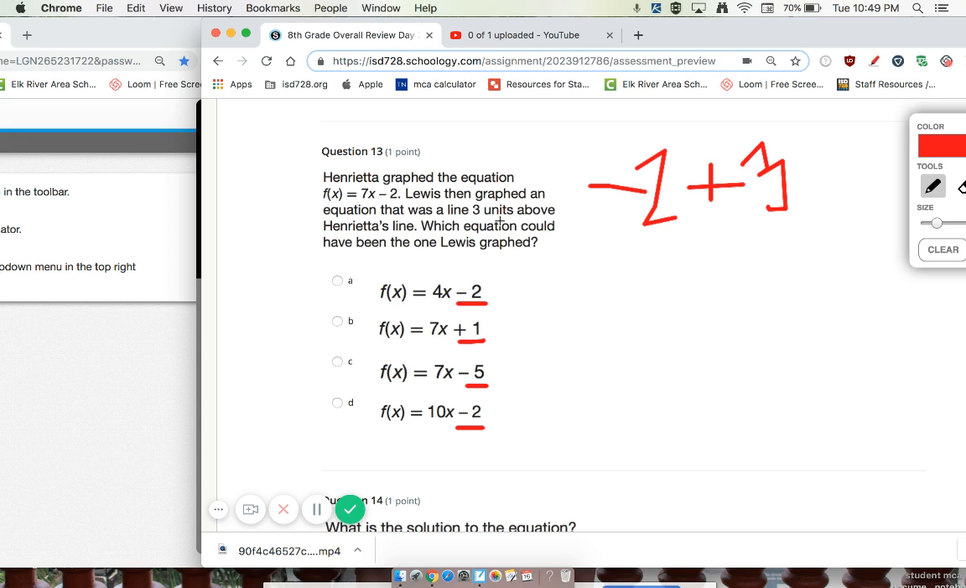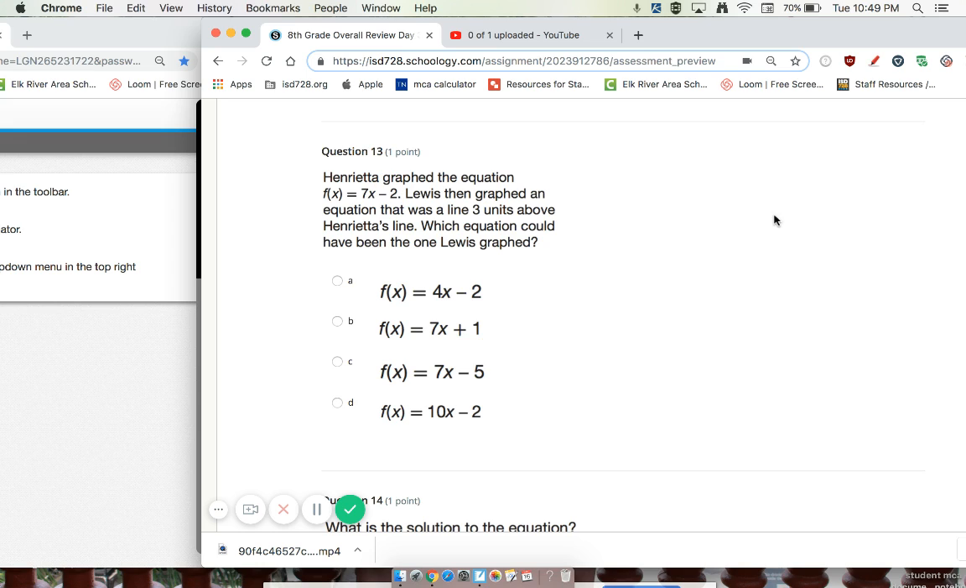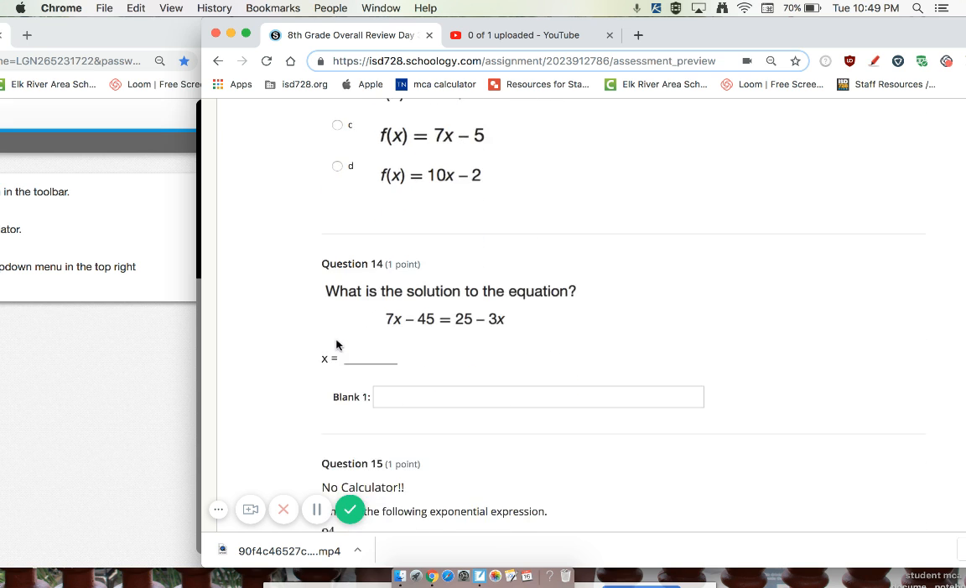So if he's 3 units above, that means bigger. Henrietta's graph was a y-intercept of -2. So to get 3 units above, I went -2 plus 3, which was that +1. And the only option is B.